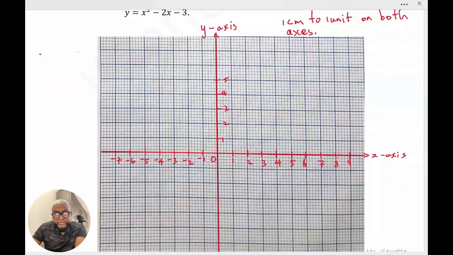Everybody done plotting it out? Anybody? Oh, look at Sarah plot all the points now. I don't know why all of you are waiting for me.